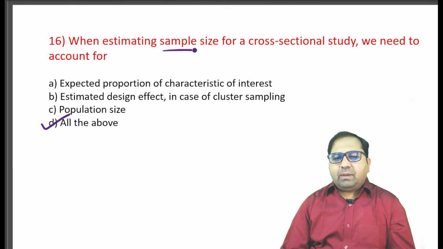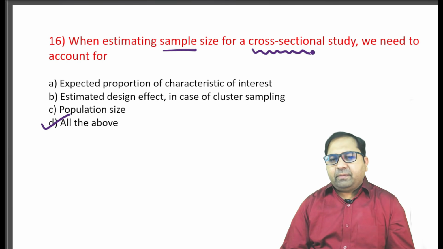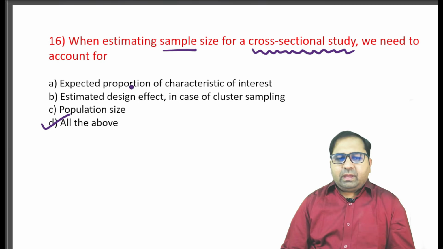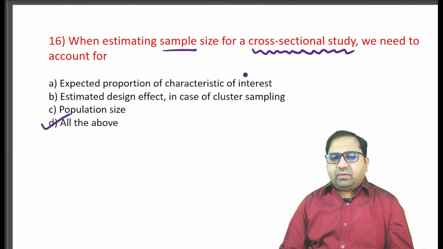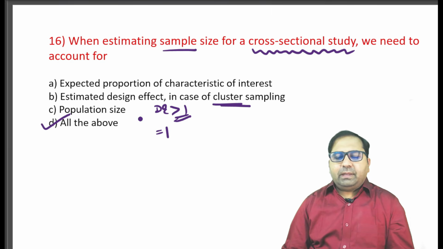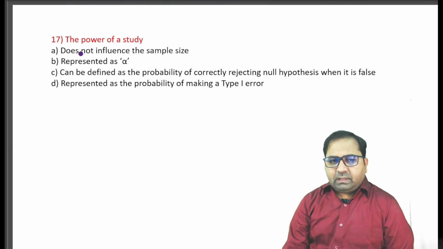So when estimating the sample size for a cross-sectional study, we should account for the expected proportion of characteristic of interest, estimated design effect in case of cluster sampling. I told you, design effect if it is more than 1 in case of cluster sampling. If it is equivalent to 1, then it is simple random sampling. Okay, then population size and all of the above. So answer is all of the above. Let us see the next question.